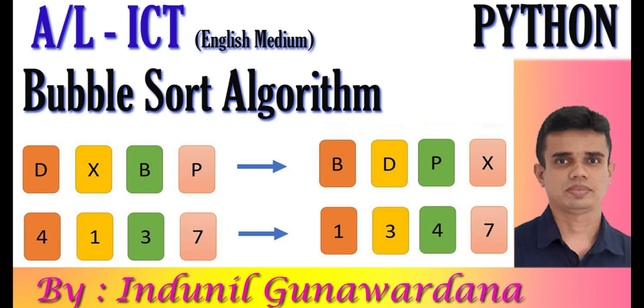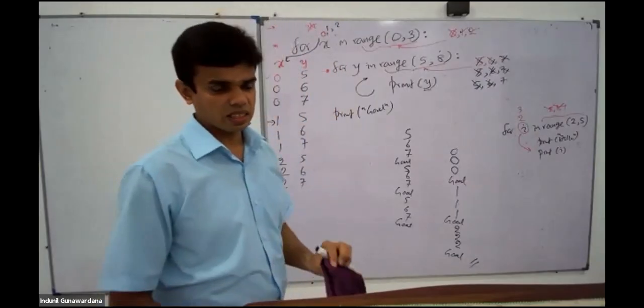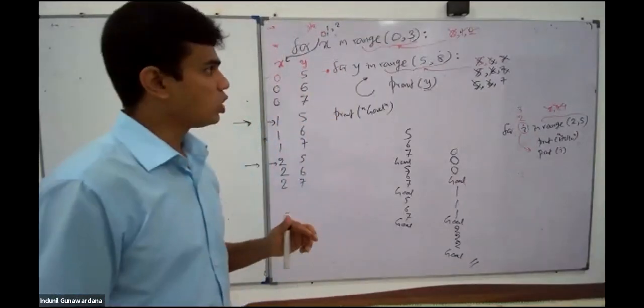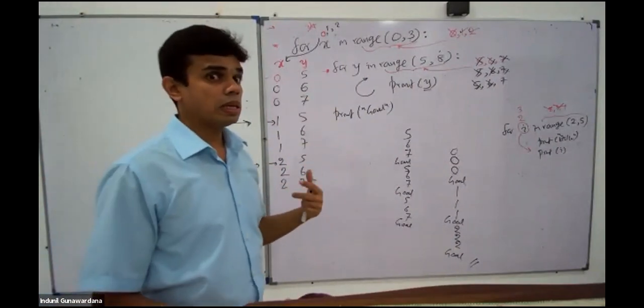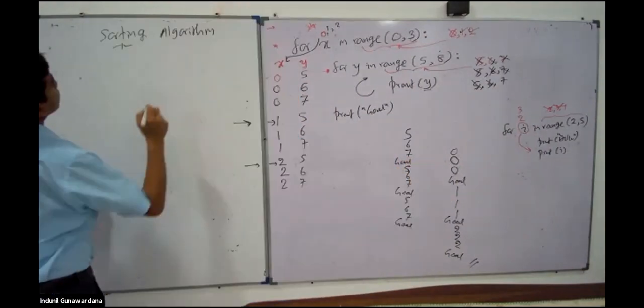Then we'll go to the sorting algorithm. This is tested in many of the papers. Mostly you are going to get only 1 or 2 marks if it is there in the MCQ. If it is available in the second paper question, then it's a trouble.